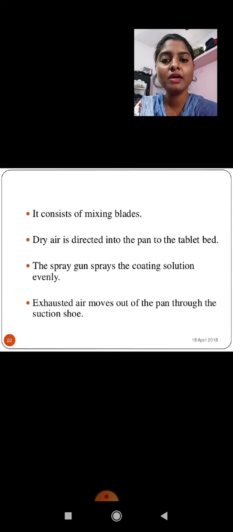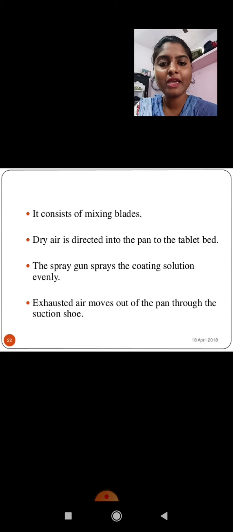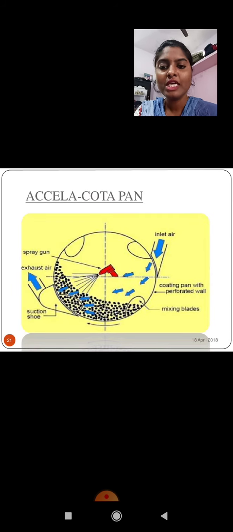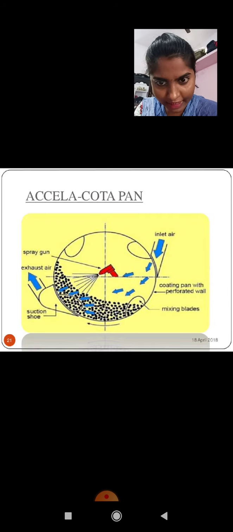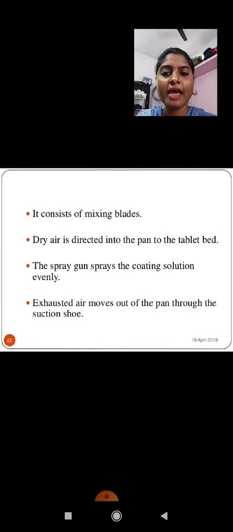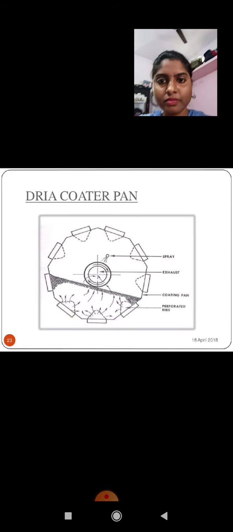The spray gun sprays the coating solution evenly. This is the spray gun. By using this spray gun, the coating solution is applied evenly, and exhausted air moves out of the pan through the suction shoe. The suction shoe is present here. From this suction shoe the exhausted air should come out.